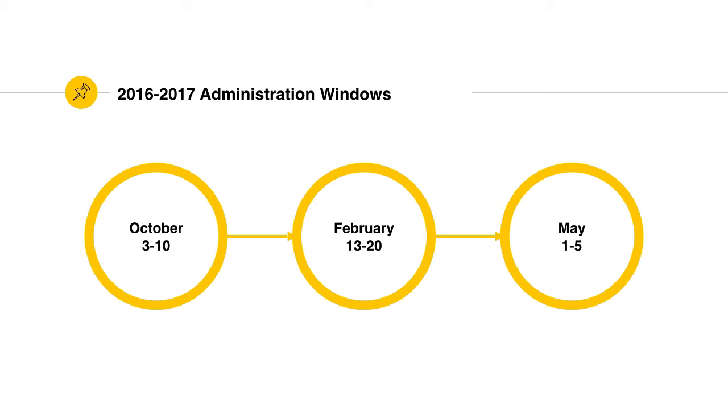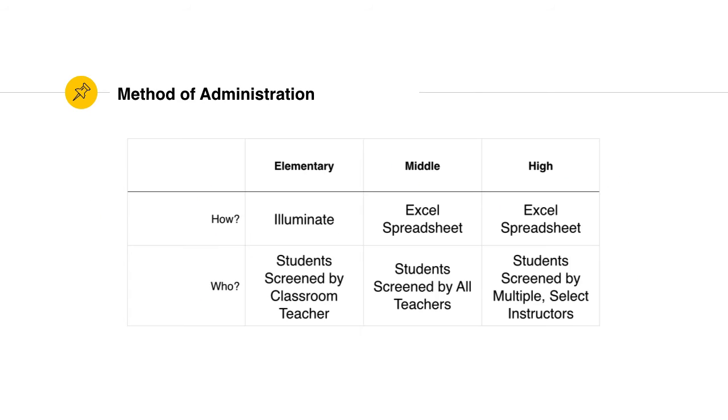Screening will be conducted 3 times each year on every student and will occur within a window of time during the fall, winter, and spring. It is important that teachers have the opportunity to get to know their students prior to completing the screening, so the dates for this year are October 3rd through the 10th, February 13th through the 20th, and May 1st through the 5th.